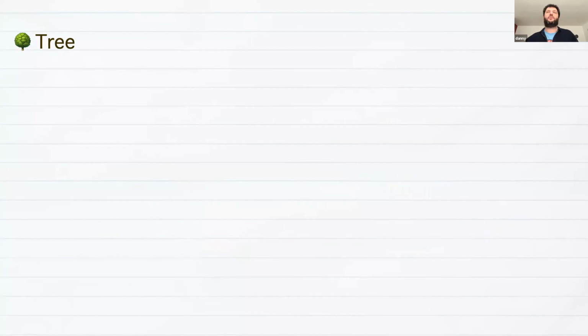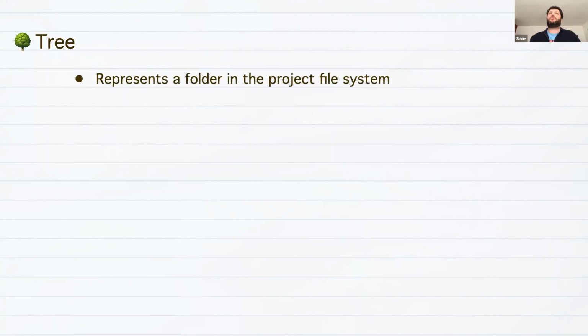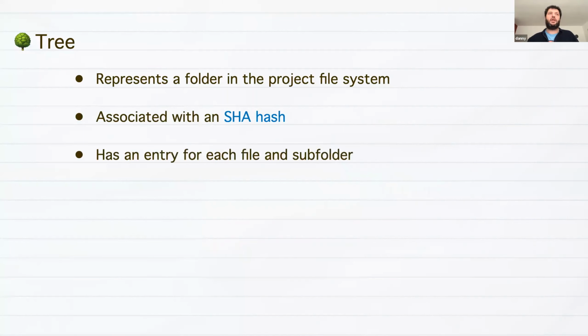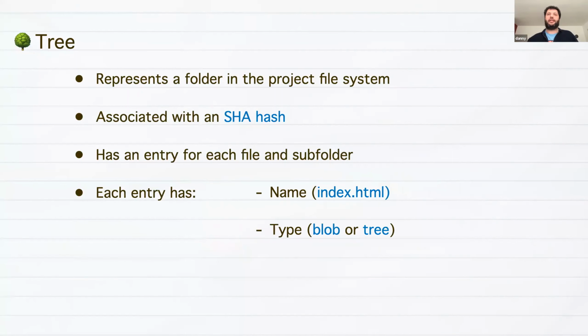So the next type of object is a tree. A tree represents a folder on your project file system. It's also associated with a hash based on its contents. And then it has an entry in it for each file and subfolder within that folder. And each entry will have a name, for example, index.html. It'll have a type, which is either a blob if it's a file or a tree if it's a subfolder. And it'll also have its own SHA hash.